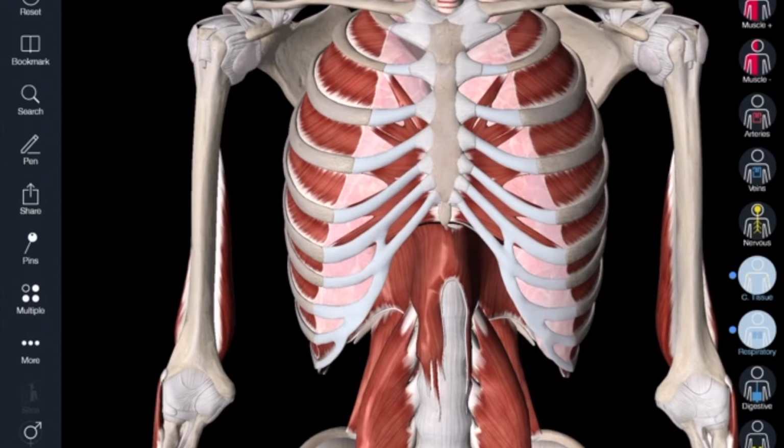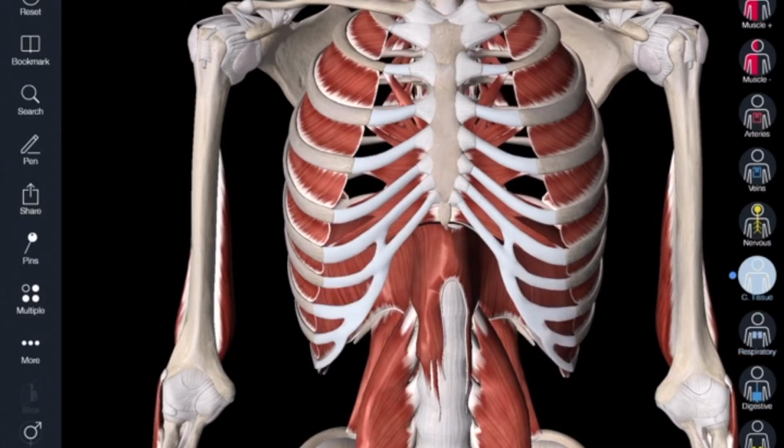All right, let's get rid of the lungs. Next, we're going to move on to accessory breathing muscles. Accessory breathing muscles are muscles that move the rib cage.